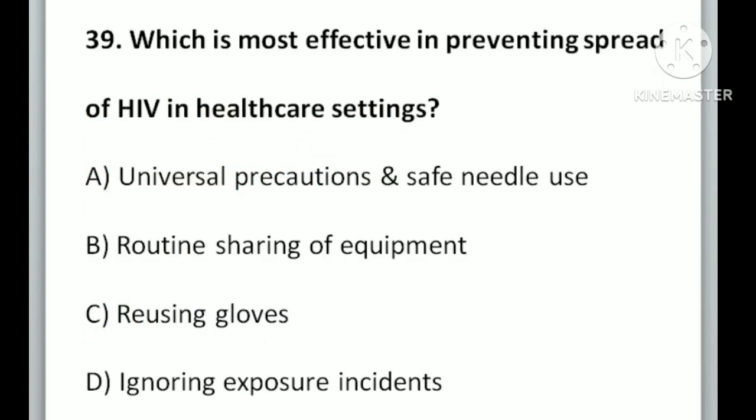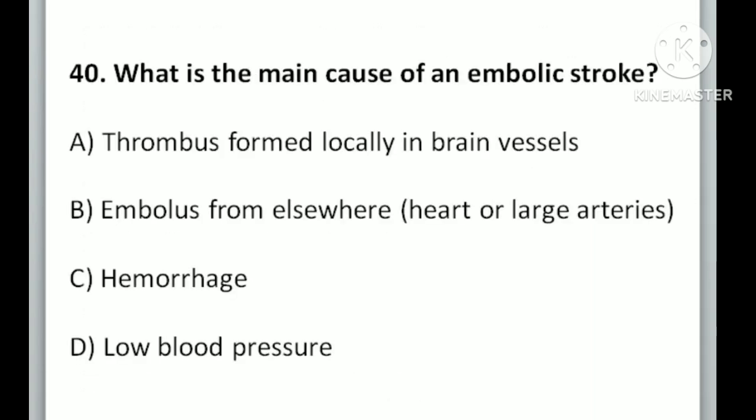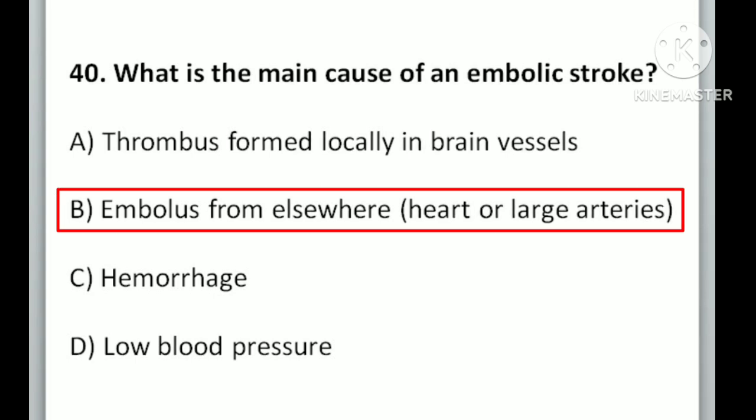39. Which is most effective in preventing spread of HIV in healthcare settings? A. Universal precautions and safe needle use. Correct option is A. Universal precautions and safe needle use. 40. What is the main cause of an embolic stroke? Correct option is B. Embolus from elsewhere, heart or large arteries.